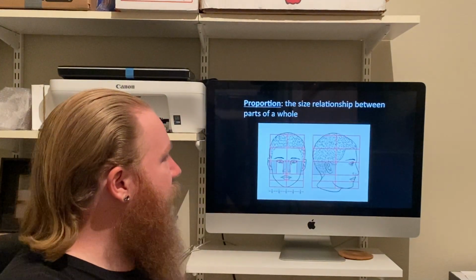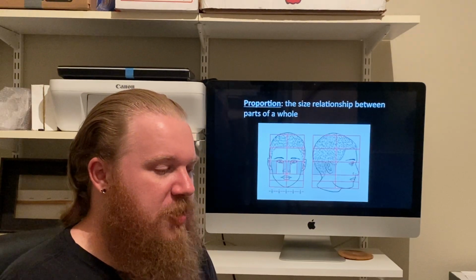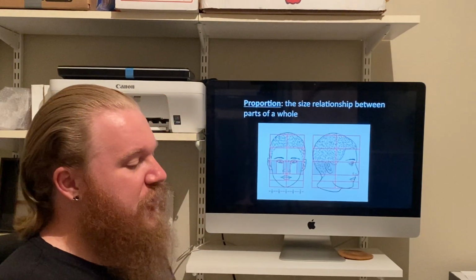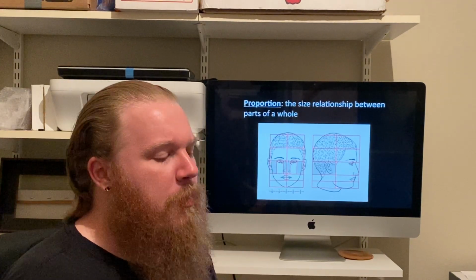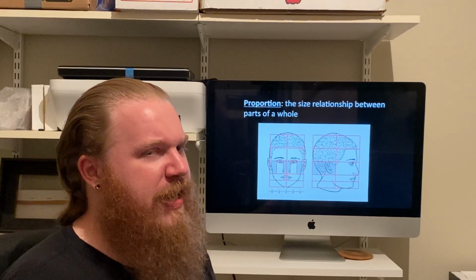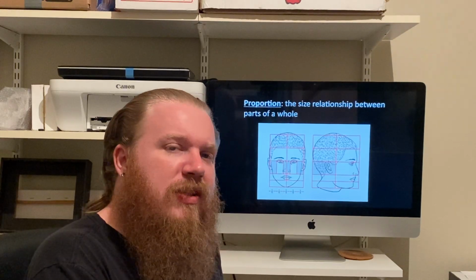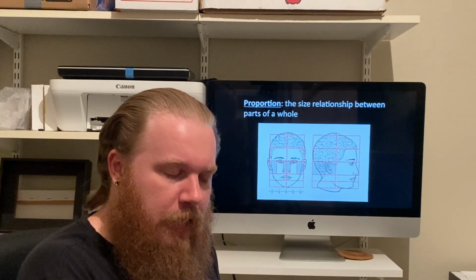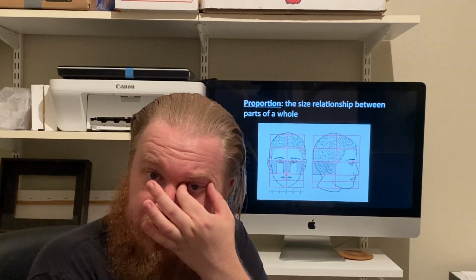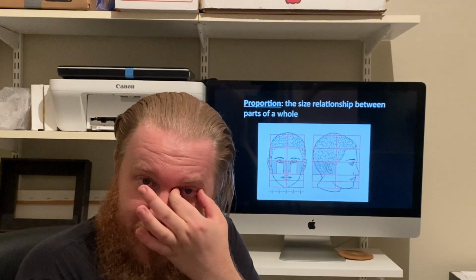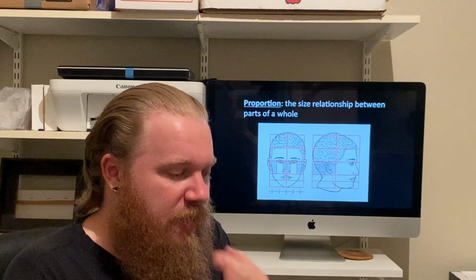Now, in addition to scale, we also have the idea of proportion, and this refers to the size relationship between parts of a whole. And what's interesting is that when proportion is done right, it's very pleasing, it's very harmonious, but when it's not done right, it's very glaringly obvious. But what I find interesting is that all of us have a certain level of proportion inherent in us. So for instance, based on our diagram here, the length between the two corners of your eye is going to be about the same as the length between the two nostrils on your nose, and vice versa.